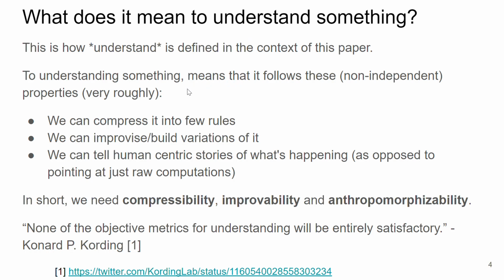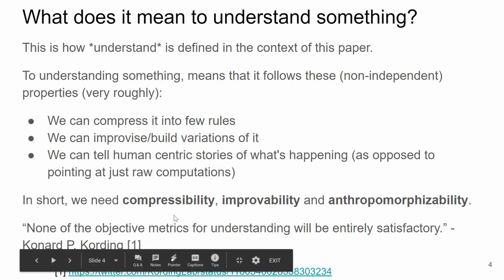And so this is how we are going to define the word for this paper, and it's defined again very roughly. Here are some properties that an entity should have if we were to say we understand it. Number one, it can be compressed into few rules. Number two, we can improve and build variations of it. And number three, we can tell human-centric stories of what's happening. In short, I would call them compressibility, improvability, and anthropomorphizability.